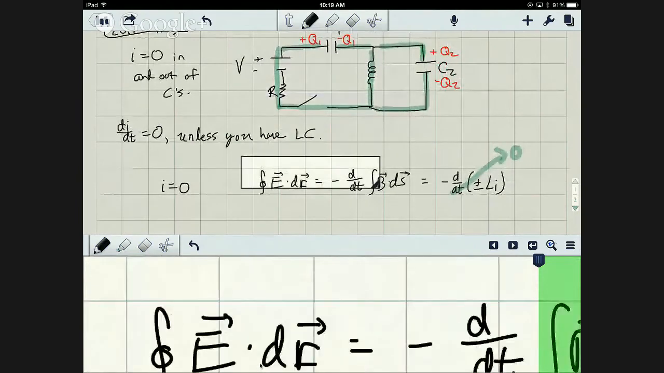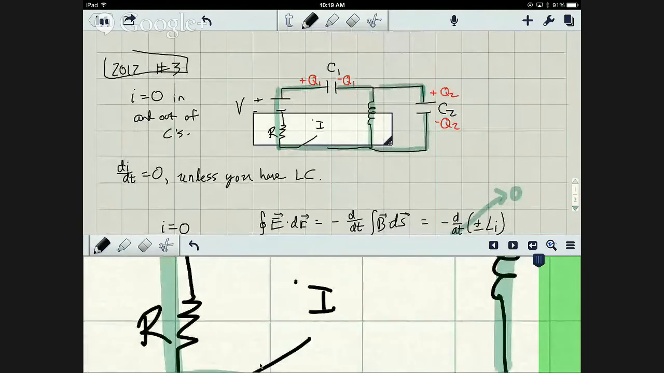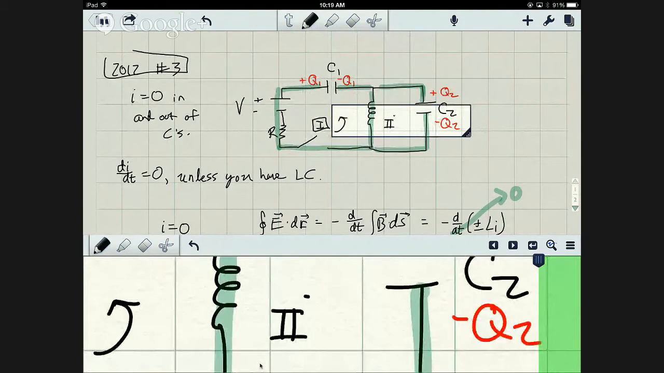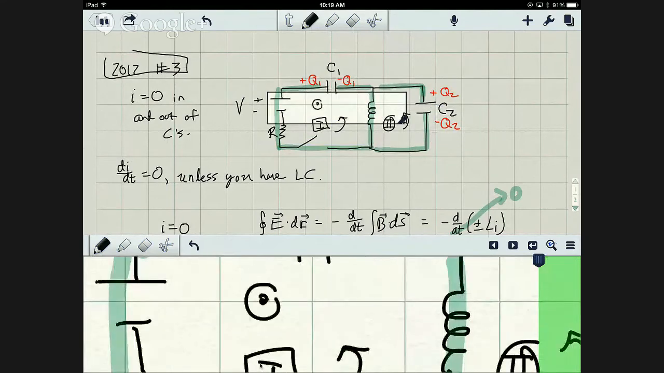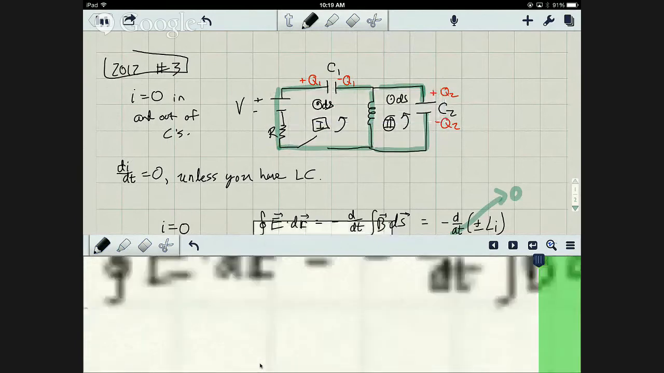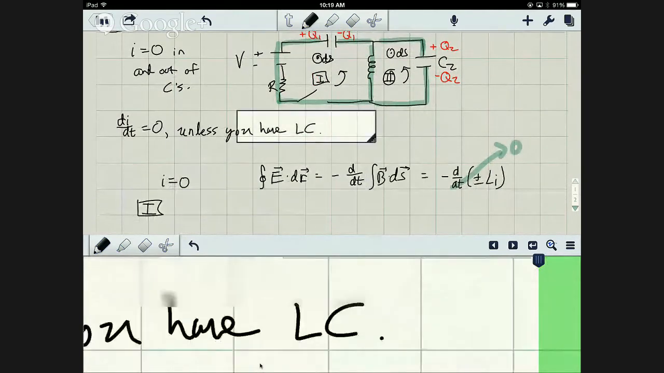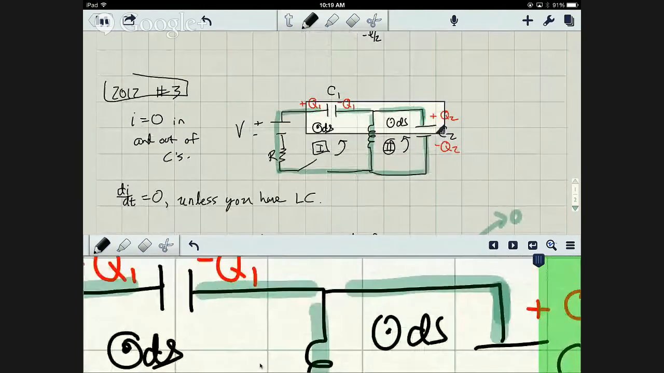So let's do both. Let's call this the first loop. Let's go around this way. Let's call this the second loop. Let's go around this way. Each of these is going to have a ds vector pointing out, which we won't need here. And so for the first loop we are going to have, all right, let's start here.